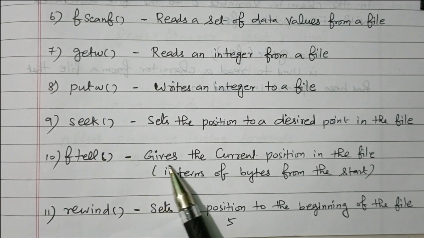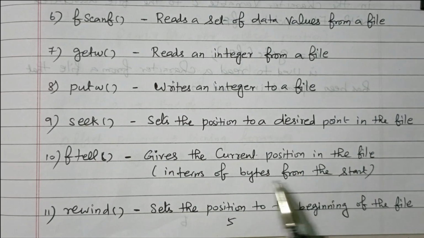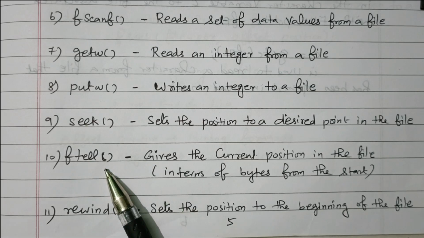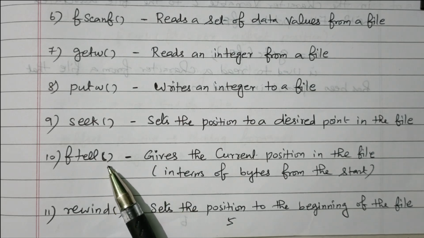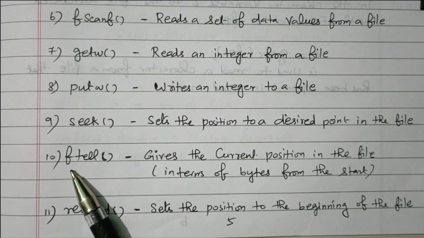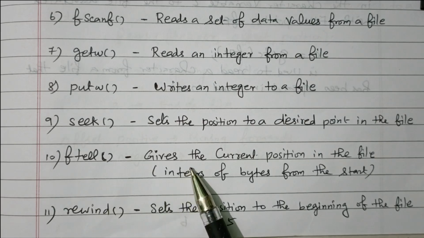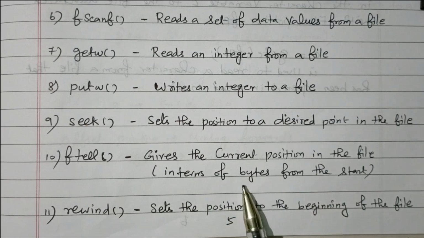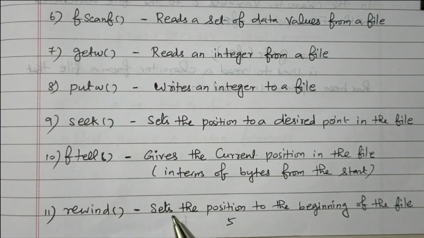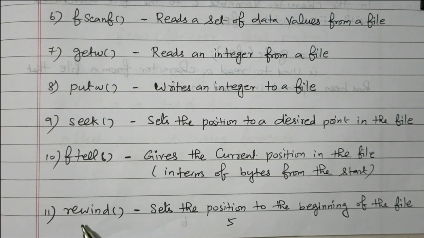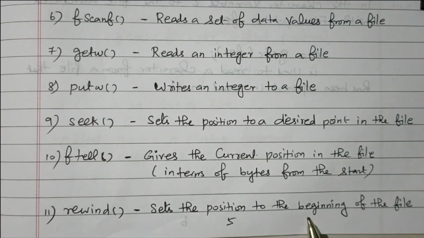ftell. Give the current position in the file. While writing the data one by one, it will write currently at the last position. If you read the data, it will go somewhere else where we read. So where the cursor is currently available, we can use the function ftell. It will give the current position in terms of bytes from the start. Then rewind. Set the position to the beginning of the file. Whatever may be, if you want to start from the beginning, you can use the function rewind. It will set the position at the beginning.